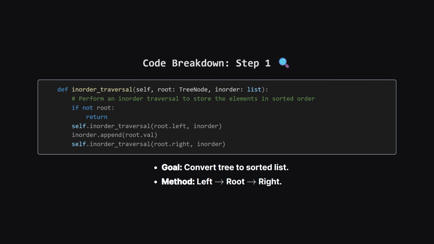The first piece of the puzzle is extracting the data. We define a helper function called Inorder Traversal. It takes the current node and our list. If the node is empty, we stop. Otherwise, we recursively go left first. After we're done with the left side, we add our current value to the list. Then, we go right. Because this is a binary search tree, visiting left, root, right guarantees that our in-order list will be sorted from smallest to largest.